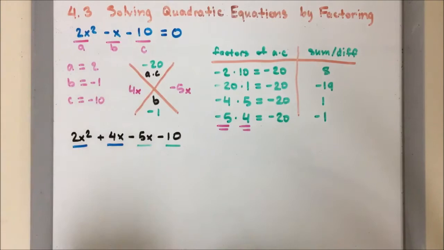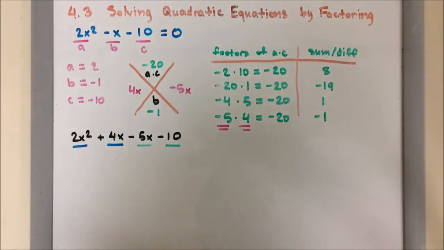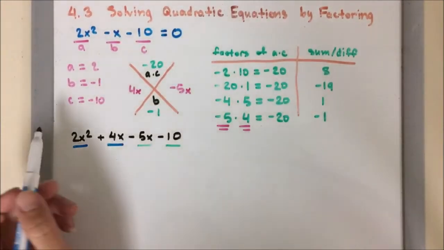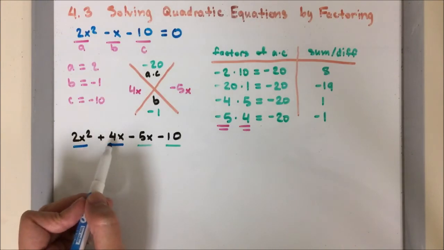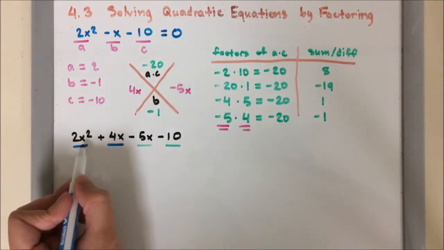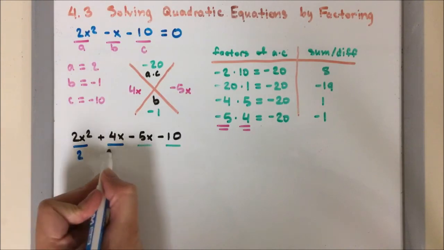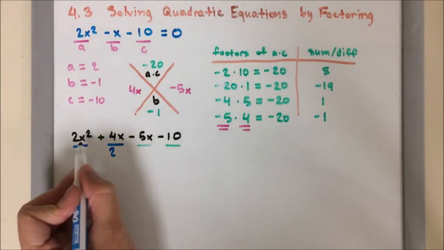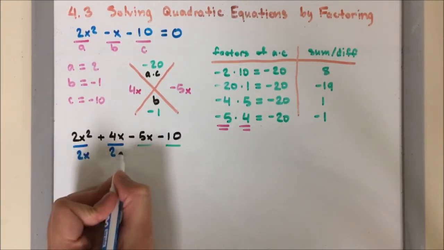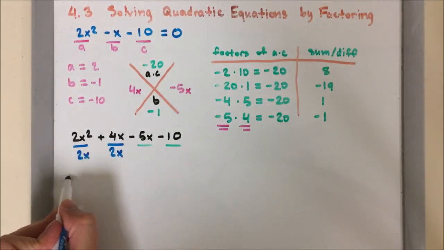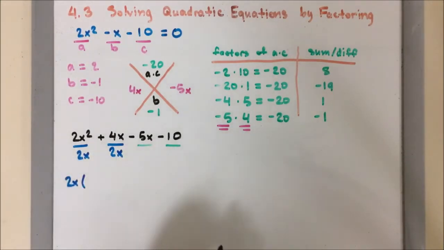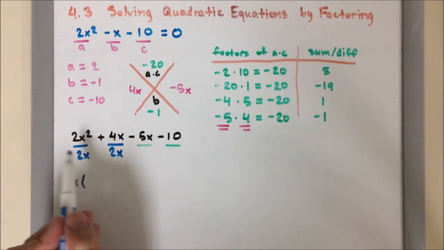So let's start identifying our greatest common factor, GCF, on the left side. The greatest common factor between 2x squared and 4x is that they're both divisible by 2. In addition, they both have x, so I'm going to include x. So my greatest common factor on the left side is 2x. I'm going to write 2x outside the parenthesis, and then I'm going to start dividing each part.